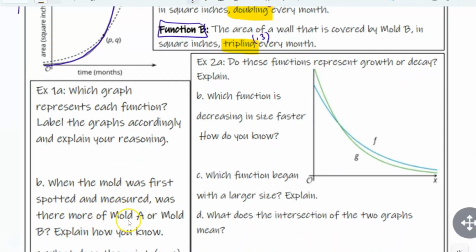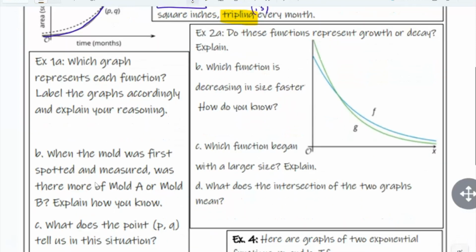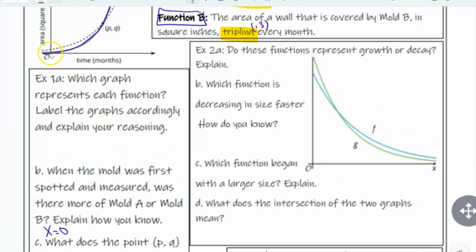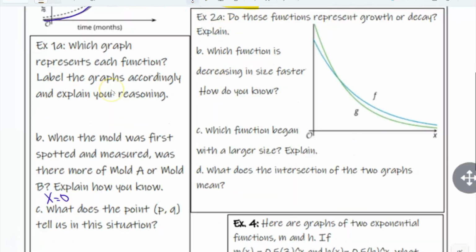All right, 1B: when the mold was first spotted and measured, was there more of mold A or more of mold B? What does that mean? When I first started, before any time had started, my initial value is always where x is equal to 0, before I even do anything. So what is the y-intercept here? This one is less than this one. So was there more of mold A or mold B? There was more of the dotted line, which is mold A. Explain how you know.